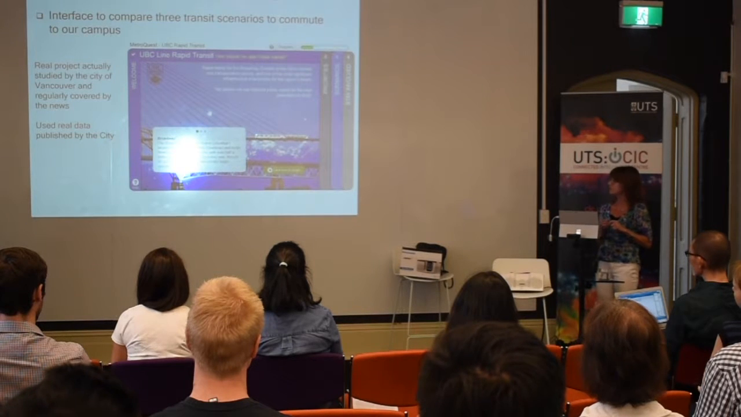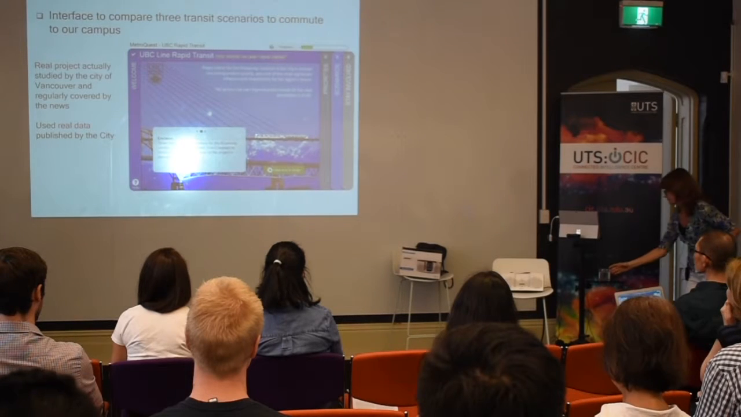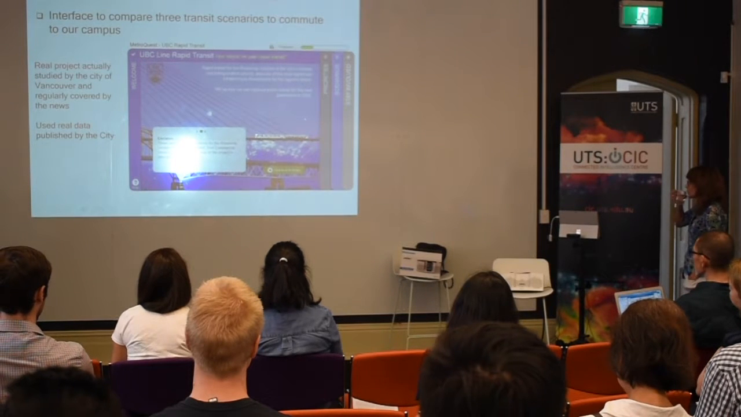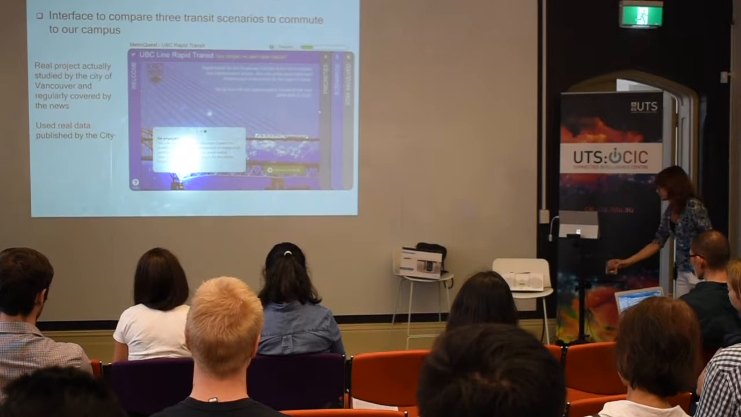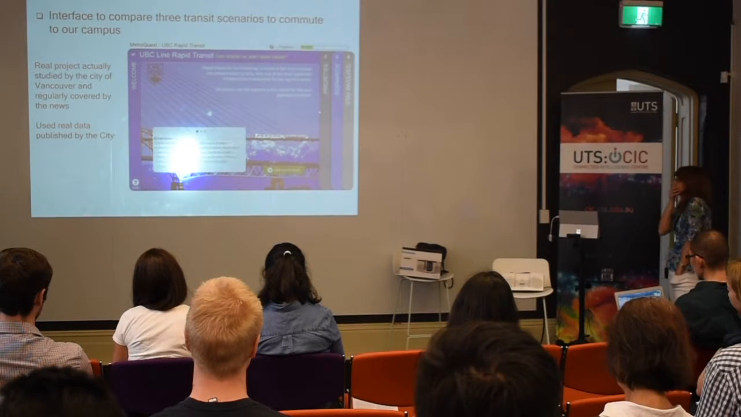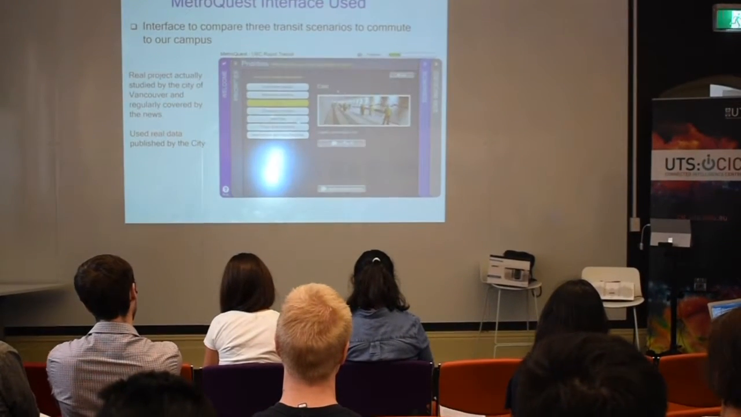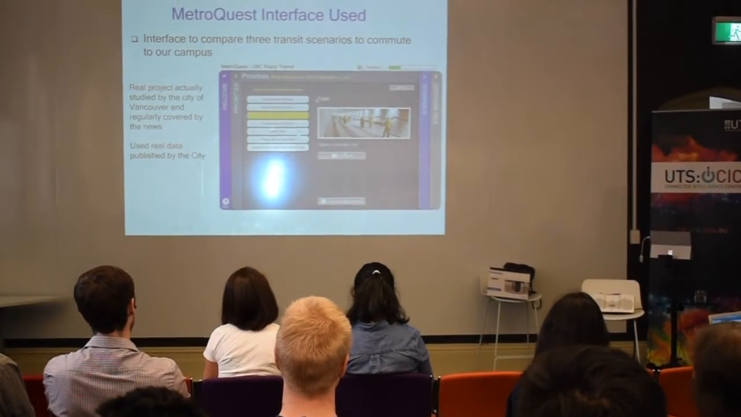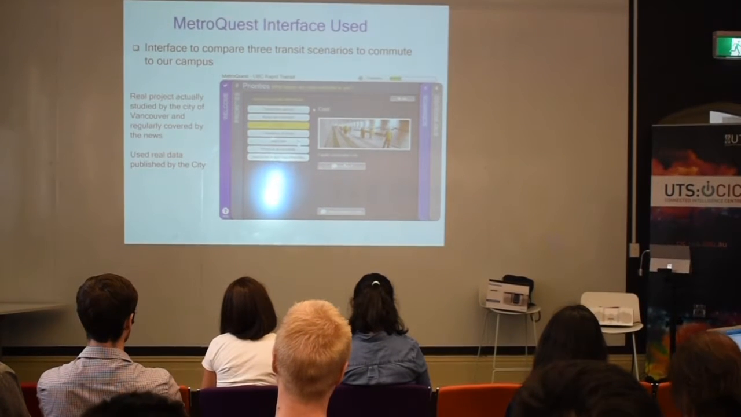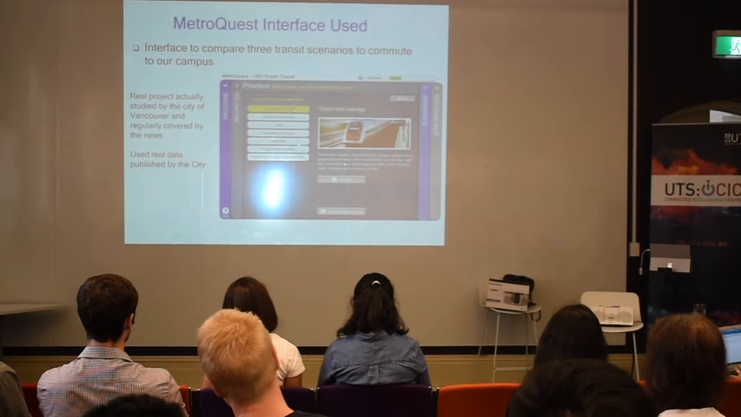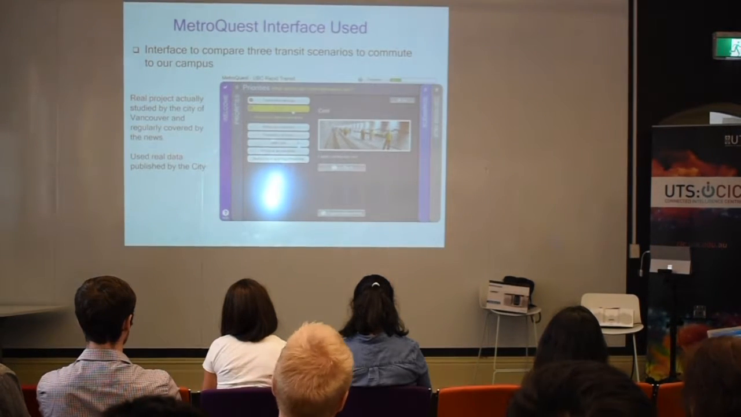The MetroQuest interface is designed to guide the user through the process of learning and comparing 3 proposed transit scenarios in the city of Vancouver. Screen 1 welcomes the user and provides background information about the overall transit project. Screen 2 helps users select and prioritize which indicators will be used to compare the different transit scenarios. Here, the user selects travel time savings and costs as 2 of the indicators they feel are important.